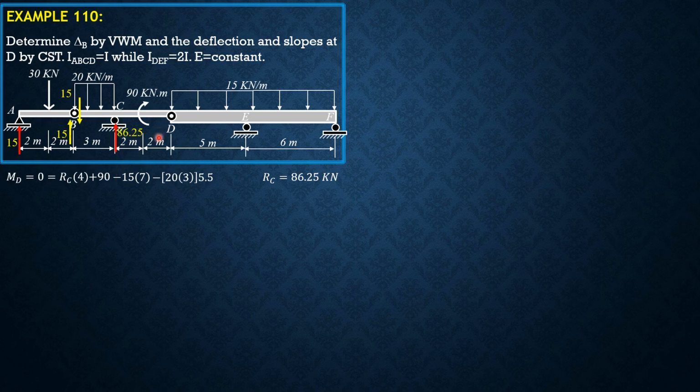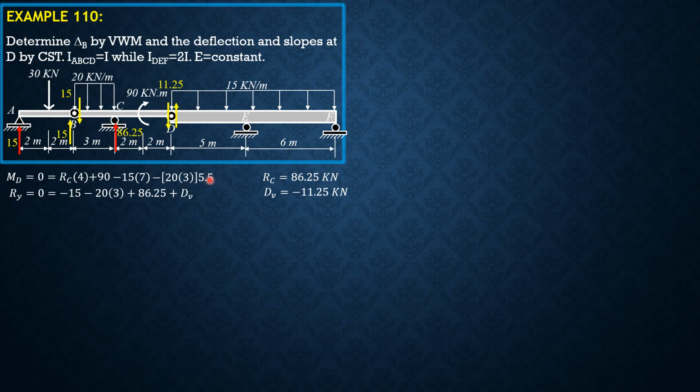Then summation forces Y equals 0, assuming vertical reaction at D just to the left is upward. So negative 15, negative 20 times 3 plus 86.25 plus vertical reaction at D just to the left equals 0. So D sub V is negative 11.25, meaning it is downward as shown in the figure. So by action reaction, just to the right, 11.25 kilonewtons.